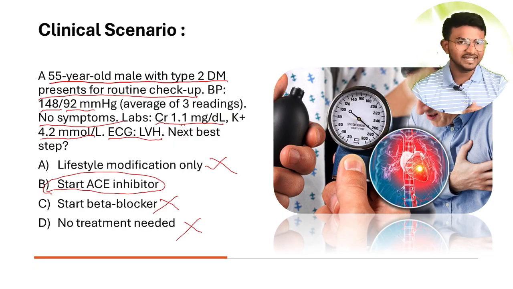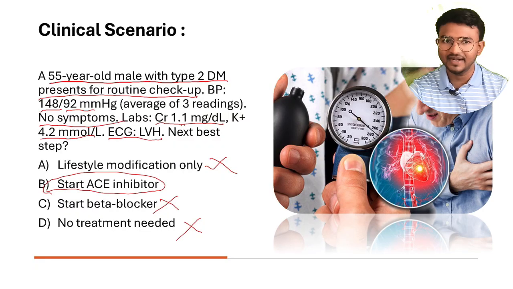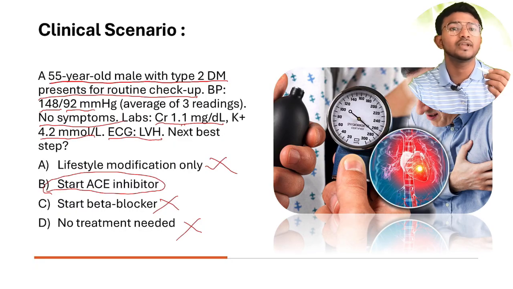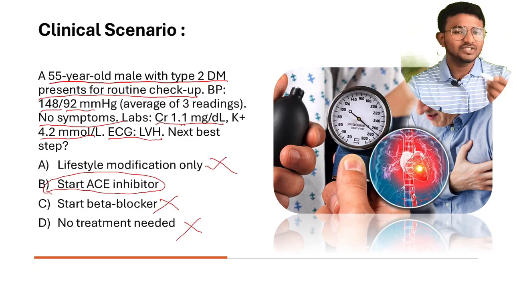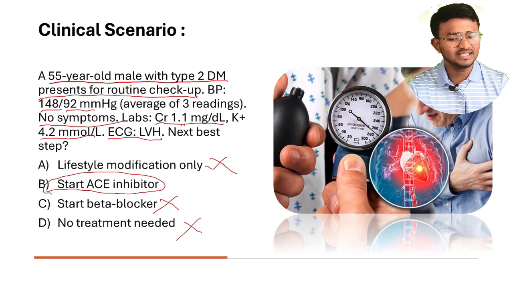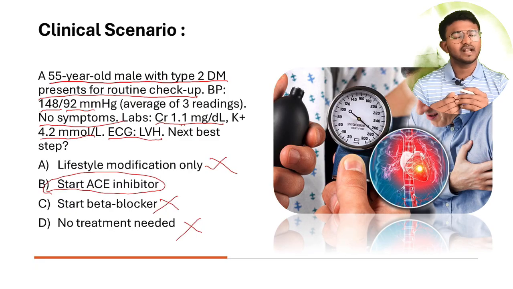Because in this patient, the patient is a 55-year-old male with stage 2 hypertension, and the patient has diabetes mellitus also. ACE inhibitors are the main thing for protecting the kidneys. The patient has diabetes, so is very prone to acute kidney injury. So for saving the kidney, we have to start ACE inhibitors.